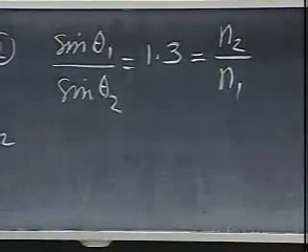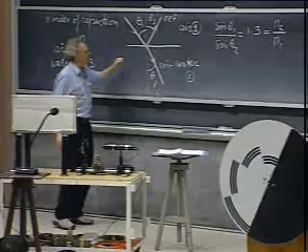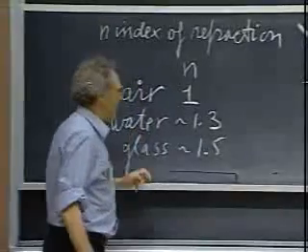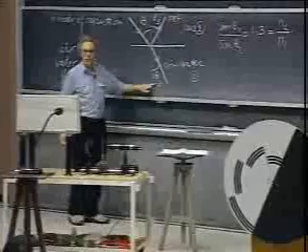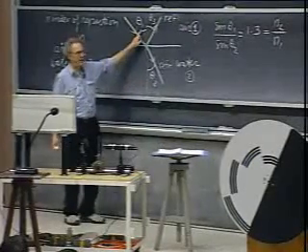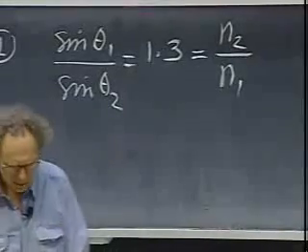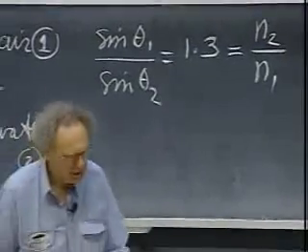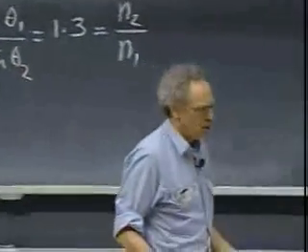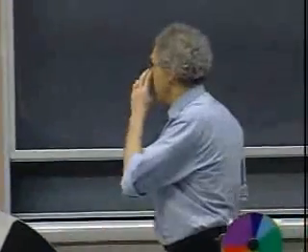And it is immediately obvious that if you go from air to water, or you go from air to glass, that angle theta 2 is always smaller than the angle theta 1, because this number is larger than 1. But if you go from water to air, then the situation is reversed. And that's what I want to address now. That's actually quite interesting.